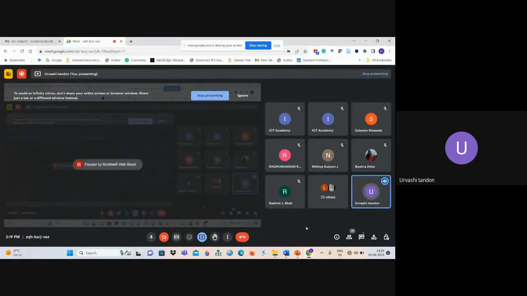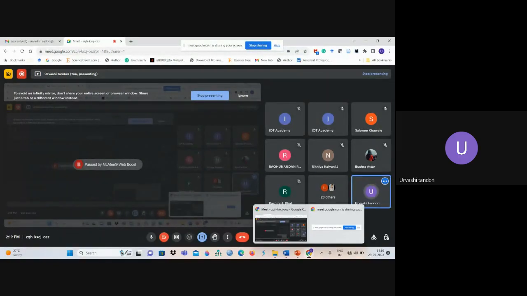In one line, when you take a framework which is already established by somebody, that becomes your theoretical framework. And if you are adding some variables to that, that becomes your conceptual framework. Is that clear?